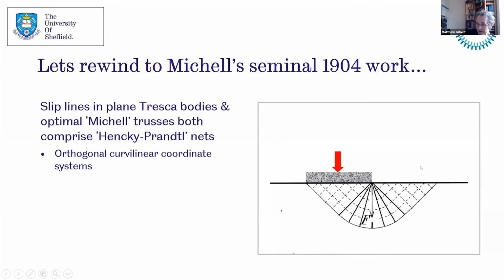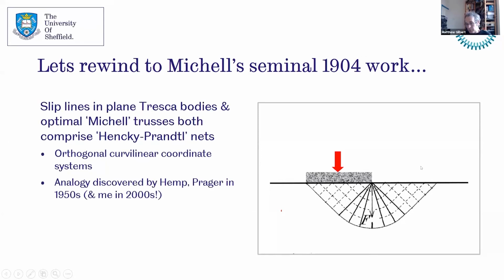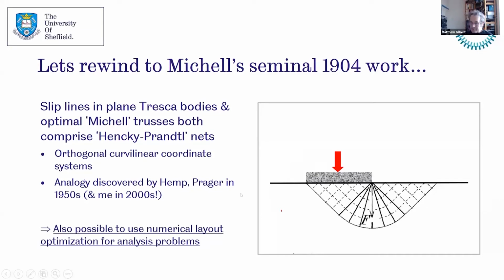So what we basically realized is there's an analogy there. It turned out the analogy was known about since the 1950s by luminaries such as Hemp and Prager. But from our point of view, the big thing was that it meant that the numerical layout optimization tools that we developed for things like trusses could potentially be applied also to analysis problems.